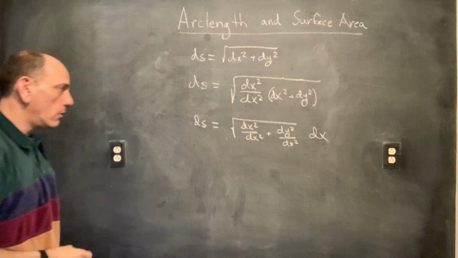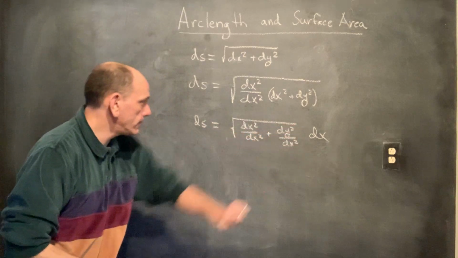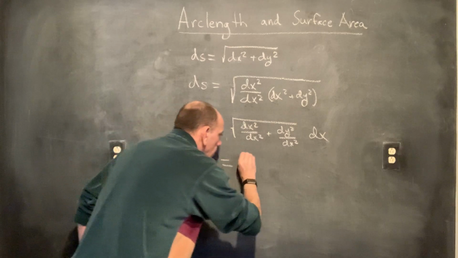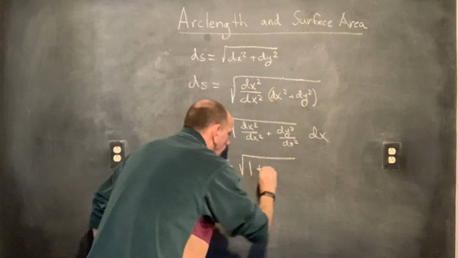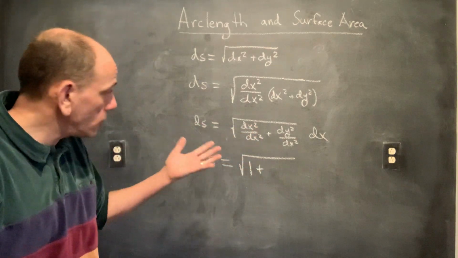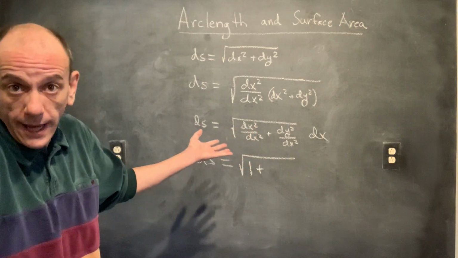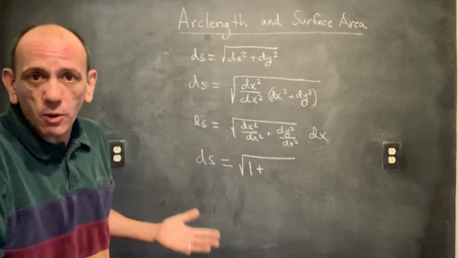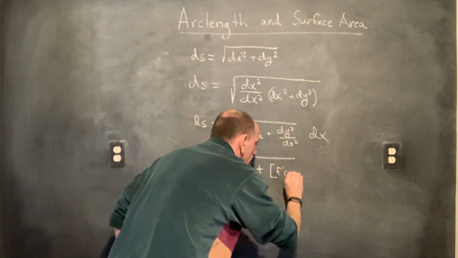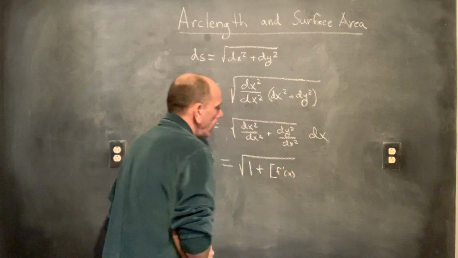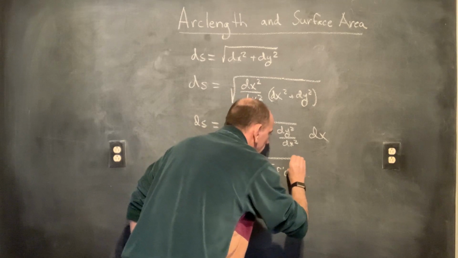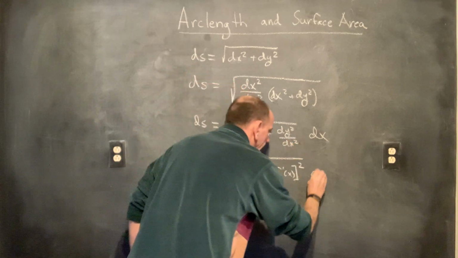I'm very, very close. This is basically done, but I can simplify a little bit. I've got ds is the square root of 1 plus, well, dy dx, that's the derivative of the function. That's with respect to x, right? It's df, or f prime, to simplify it here, f prime of x, the derivative of our function with respect to x, dy dx, squared, dx.